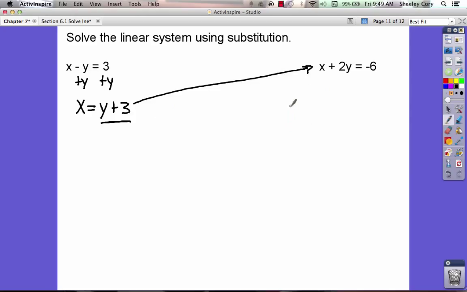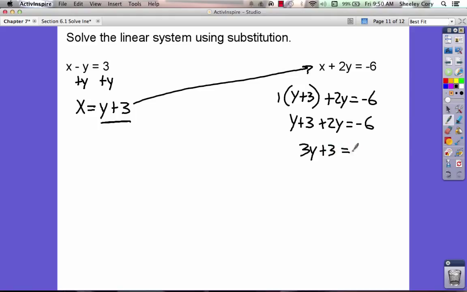So that gives me (y plus 3) plus 2y equals negative 6. Now you notice I put parentheses in there because I'm putting it in for where x was. The parentheses in this case don't matter because we're distributing a 1. So that will just give me y plus 3 plus 2y equals negative 6. Let's combine like terms. We've got a y and 2y. That's 3y plus 3 equals negative 6.